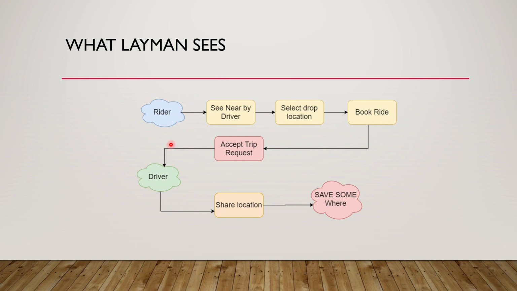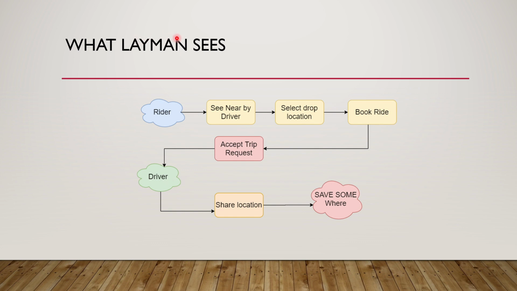Now, from a driver's point of view, he will be getting a request to accept, that is a trip request, and the other thing the driver will be sharing is his location. He will be constantly sharing his location. His GPS will be enabled, and from his application he should be able to send his location constantly to our application, so that we know at any given point of time which driver is located at which particular location, so that it can be mapped to a rider.